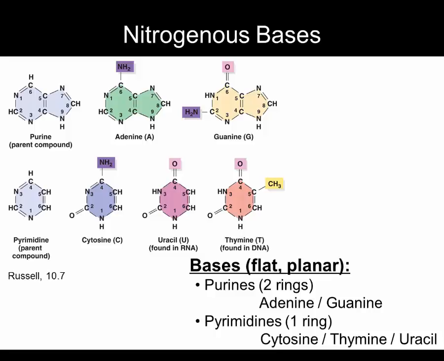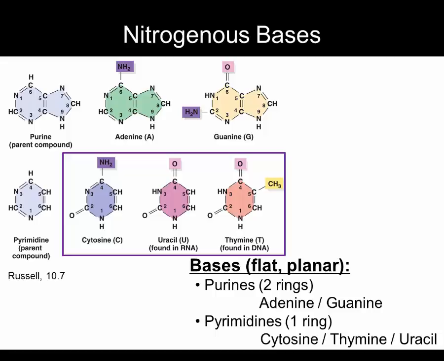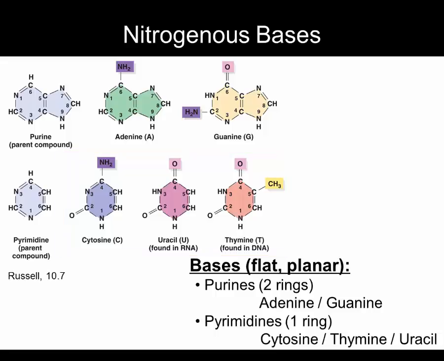While every DNA monomer has the same sugar and also the same phosphate, there are 4 different nitrogenous bases each one could have. The bases are flat, or planar, due to all the double bonds present. The bases are separated into 2 classes based on the number of rings. Purines have 2 rings, while pyrimidines have 1. DNA has 2 different purines, adenine and guanine, and 2 different pyrimidines, cytosine and thymine. There is a third pyrimidine, uracil, that is found in RNA in place of thymine.